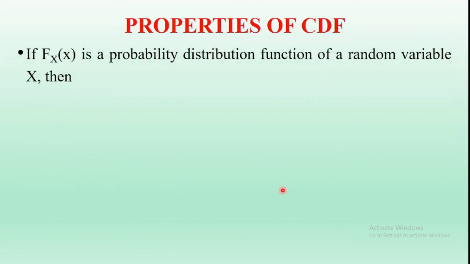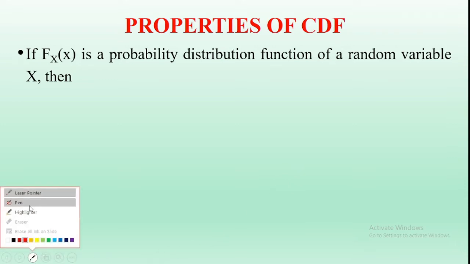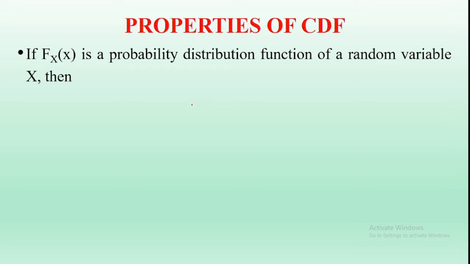So mathematically, the probability distribution function is defined as F_X(x) = P(X ≤ x), or simply F(x) = P(X ≤ x). So this is the mathematical expression of the probability distribution function. In this expression, capital X is the random variable and small x is the value of the random variable.